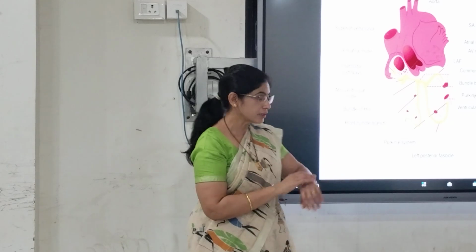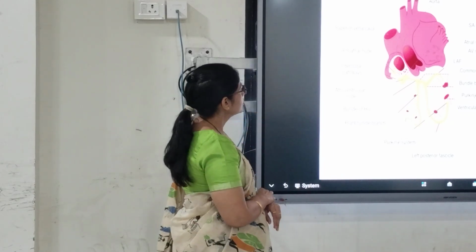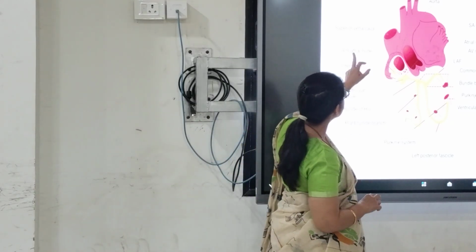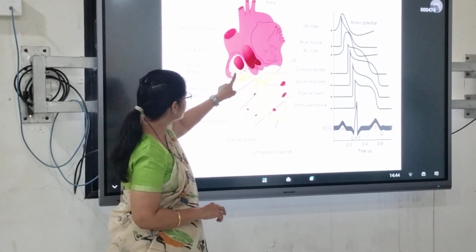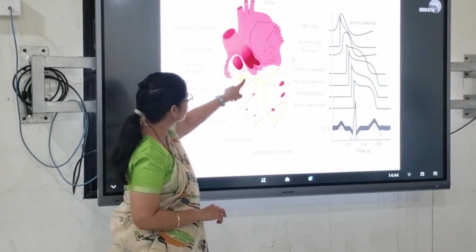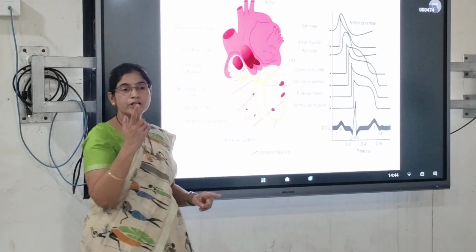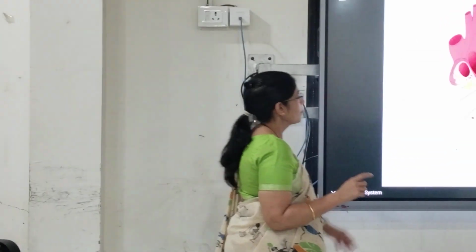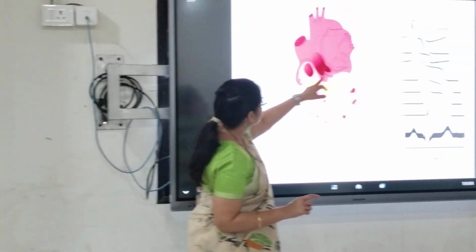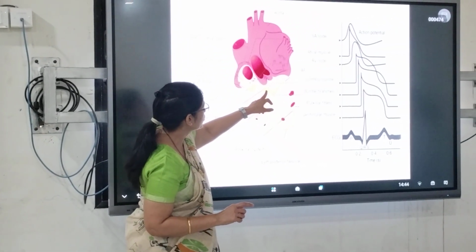This is your conducting system. We have the sinoatrial node, here is the SA node. Then through the internodal pathways the impulses reach the AV node. The AV node is surrounded by thick fibrous tissue, and that is why it takes time for the impulses to reach the AV node, and there is an AV nodal delay.